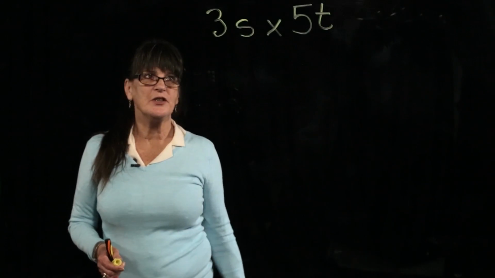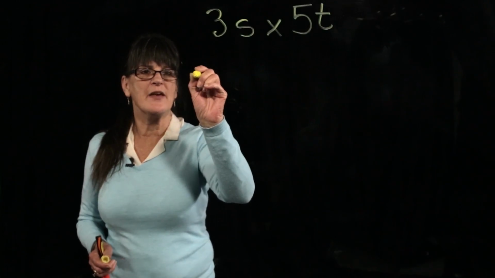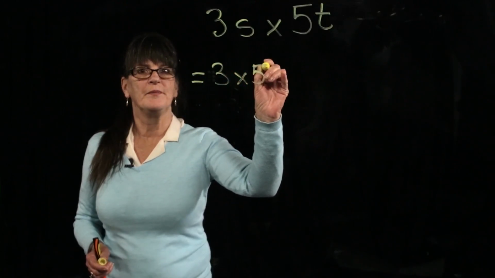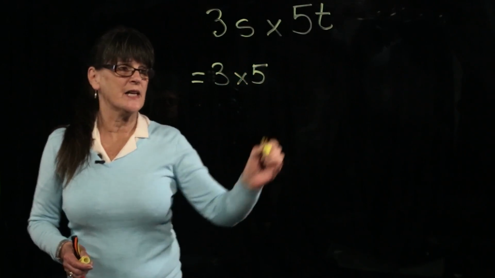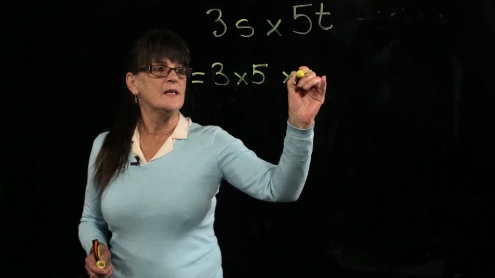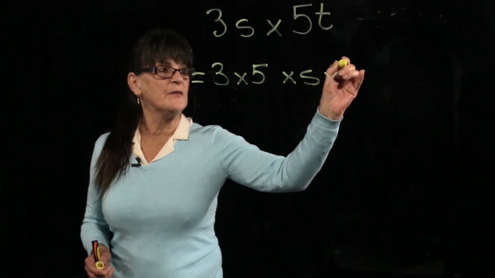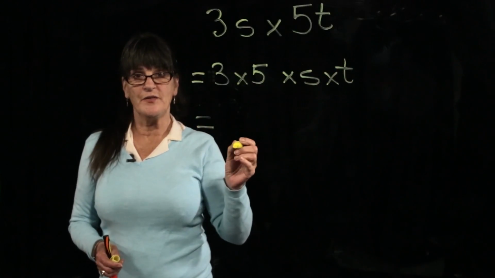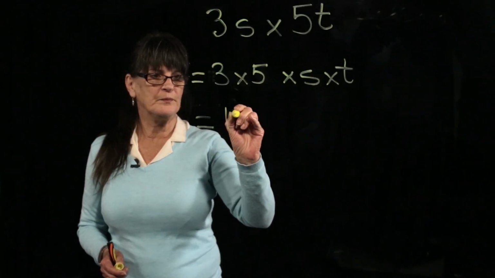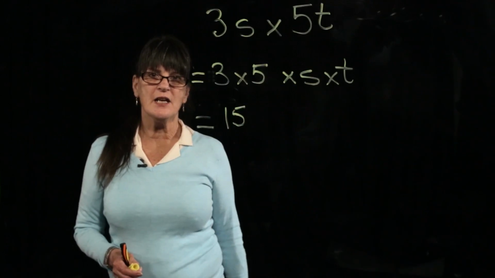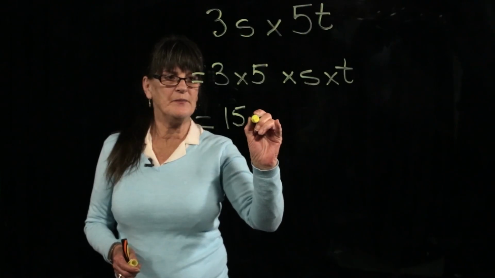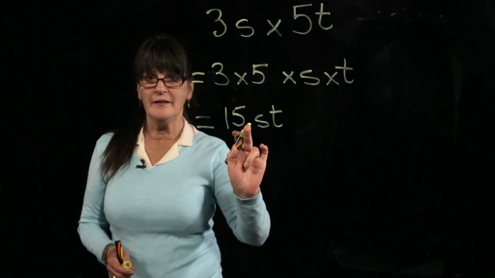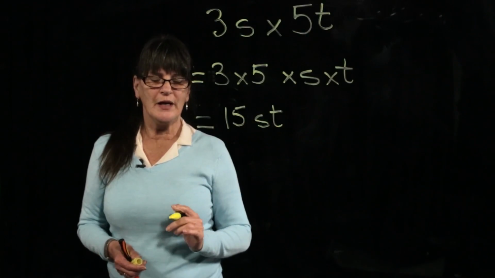So the first thing you need to do is just multiply the numbers together, 3 times 5. And then you multiply the letters together, s times t. Now 3 times 5 is 15 and s times t is st. And we can leave out the multiplication sign in here. We just don't need to include it.